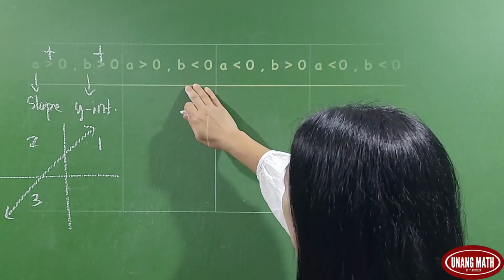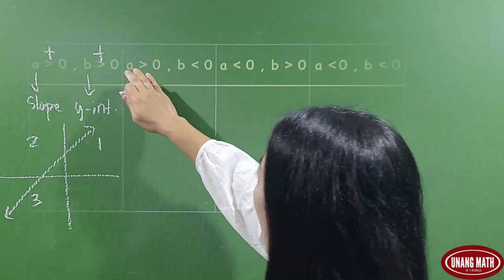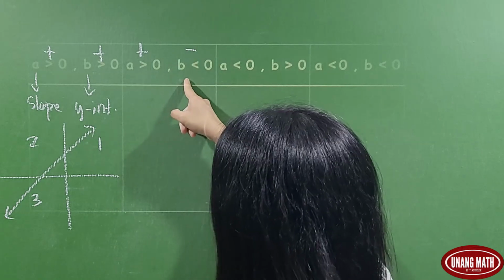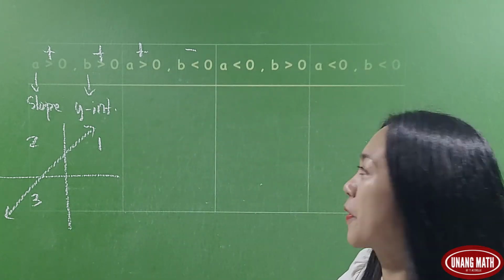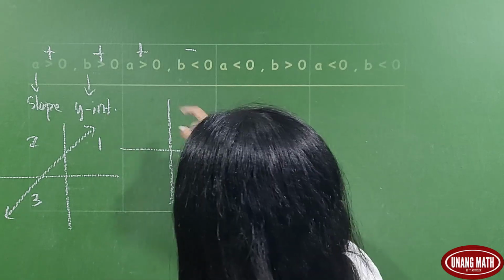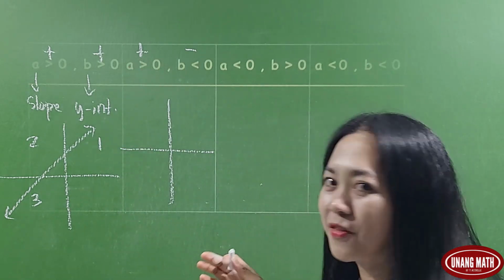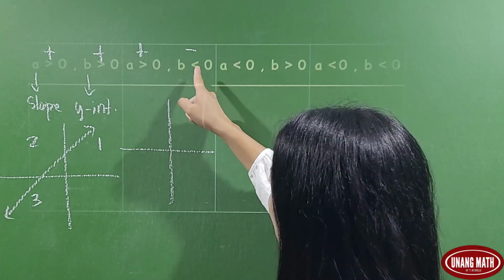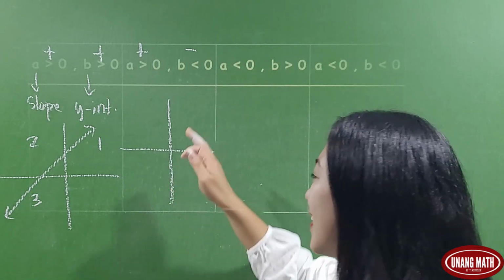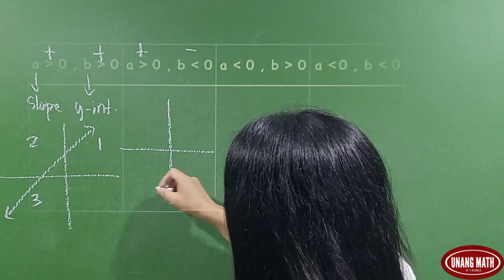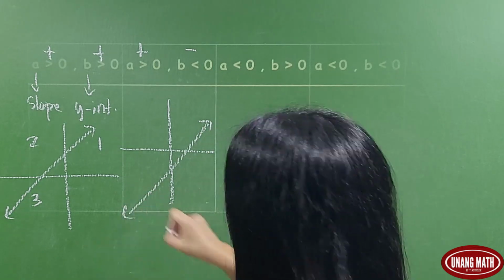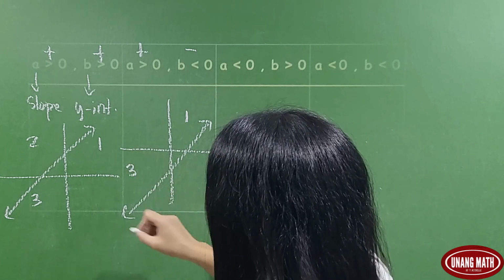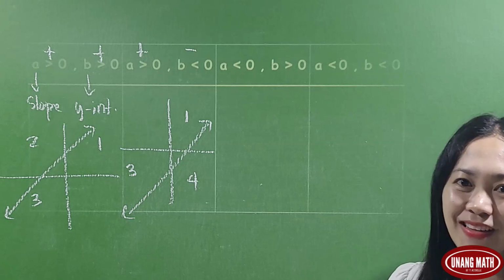Okay, what about the second combination? A is positive. B is less than 0, which means the y-intercept is a negative number. Since the slope, or A, is positive, then we expect that the graph slopes upward. The y-intercept is negative, so it means it touches the negative y-axis. So the graph looks like this. And this graph lies in the first, the third, and the fourth quadrants.